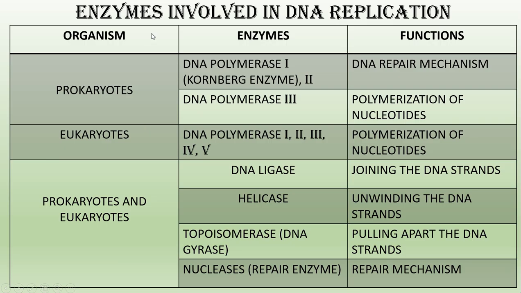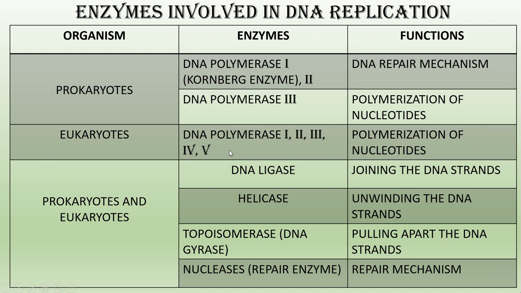Now coming to the point, what are the enzymes involved in DNA replication? In prokaryotes and eukaryotes, some of the enzymes differ. In prokaryotes, we can say DNA polymerase 1, it's commonly known as Kornberg enzyme, and DNA polymerase 2. Both are involved in DNA repair mechanism. If there is any fault in base pairing, the repair is done by DNA polymerase 1 and 2. And DNA polymerase 3 is the main enzyme for DNA replication where the polymerization of nucleotides will occur.